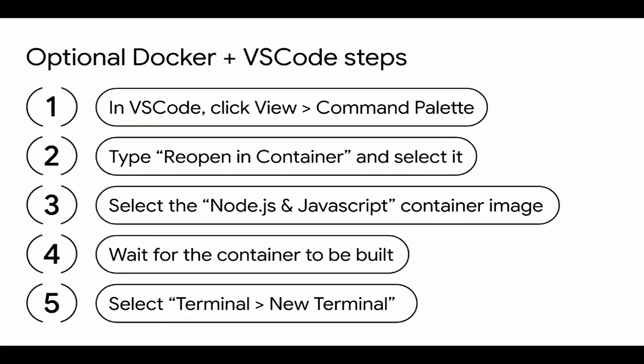All right, so here's the optional part. If you follow my advice and you want to do this in Docker and VS Code, these are the steps to set that up. In VS Code, you would click at the top menu, click View and then Command Palette, and that's going to give you a search bar. In the search bar, you would say, reopen this project in a container, and you select that.